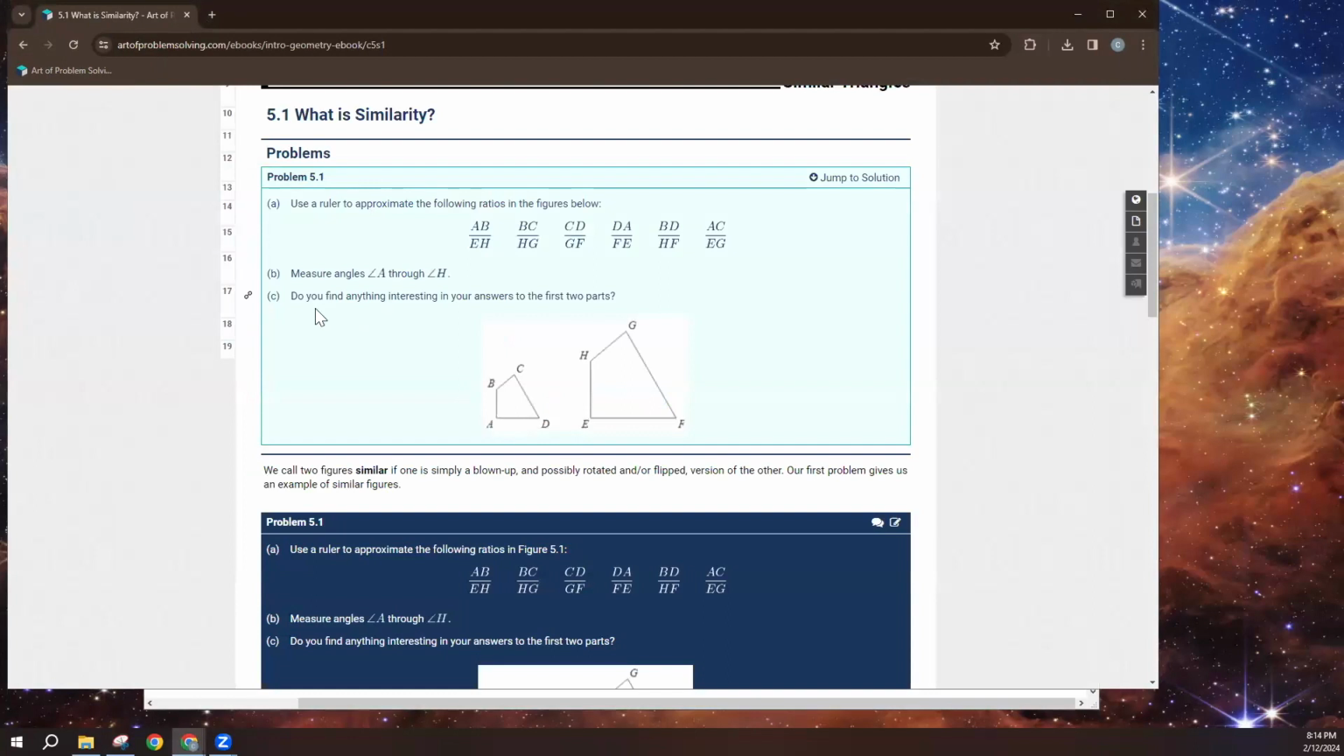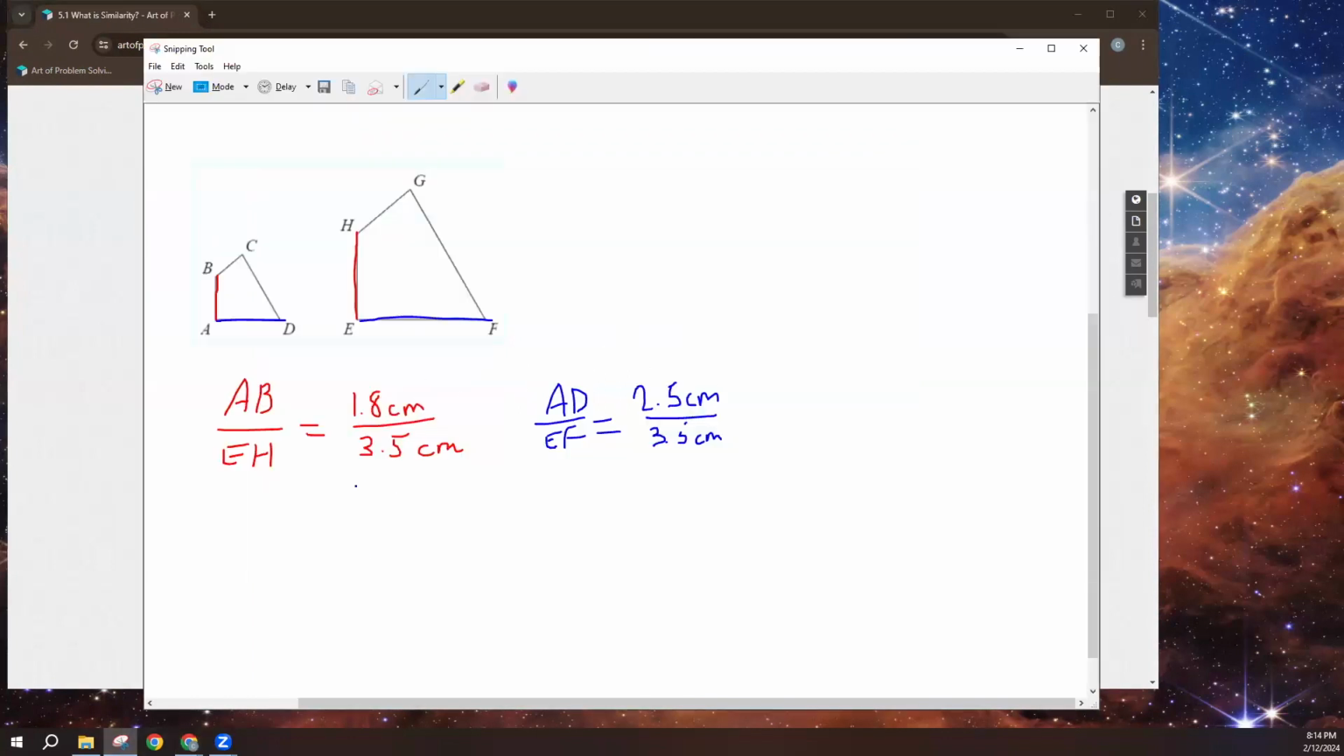It says, do you find anything interesting in your answers to the first two parts? So using a ruler, approximate the following ratios. So if I go back to here, what am I looking at when I compare this ratio with this ratio? Did I do that right? I don't think I measured that last one right. This is not 5, I apologize for that. I'm going to erase that and try that again. There's always a little bit of growing pains with this stuff.